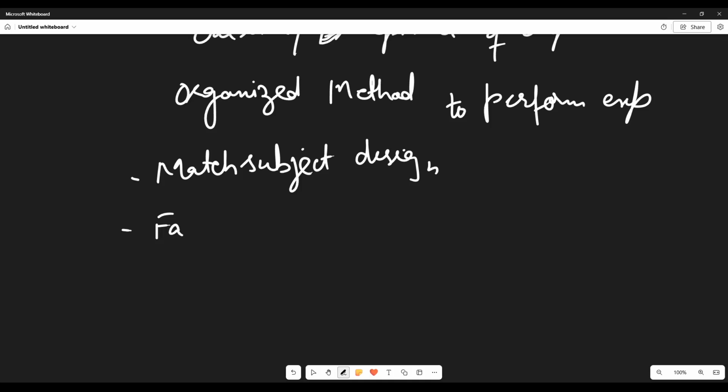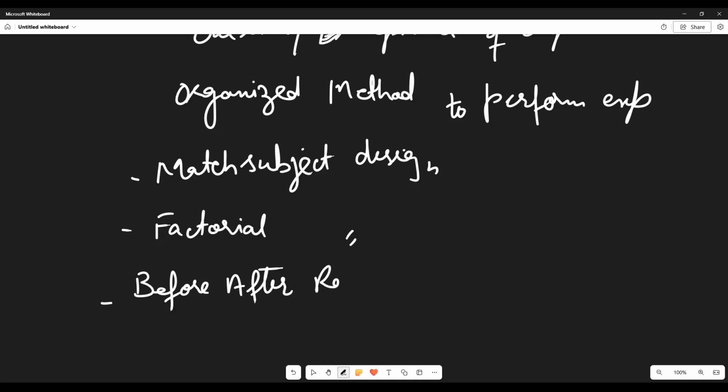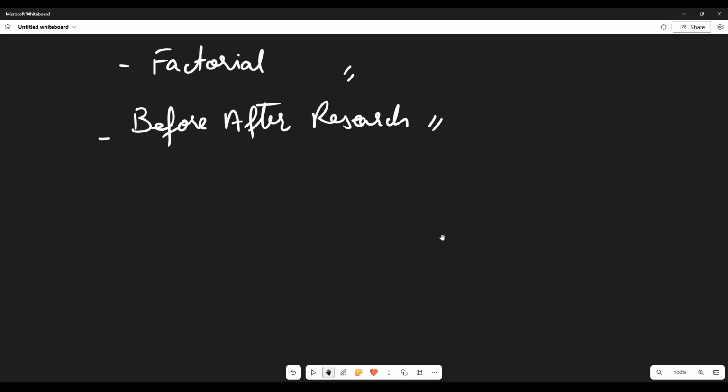factorial design, and before-after research design. After making an outline of the experiment, the next step is selection of subject.